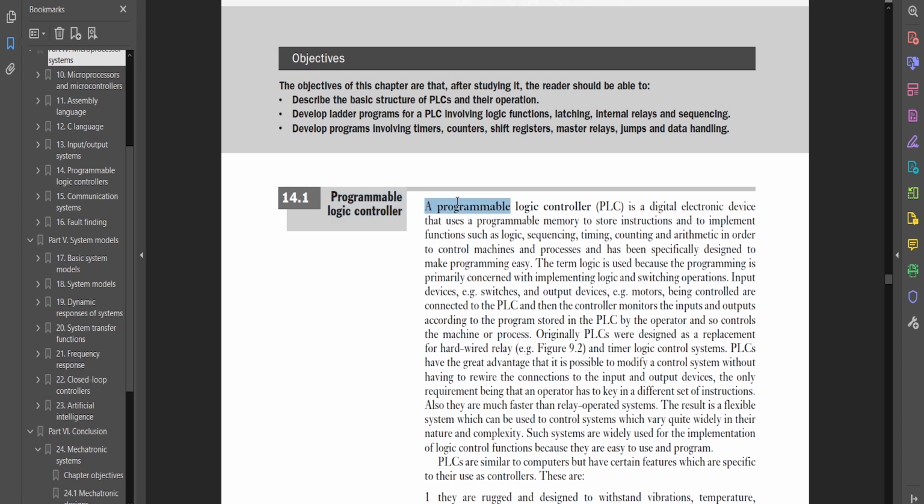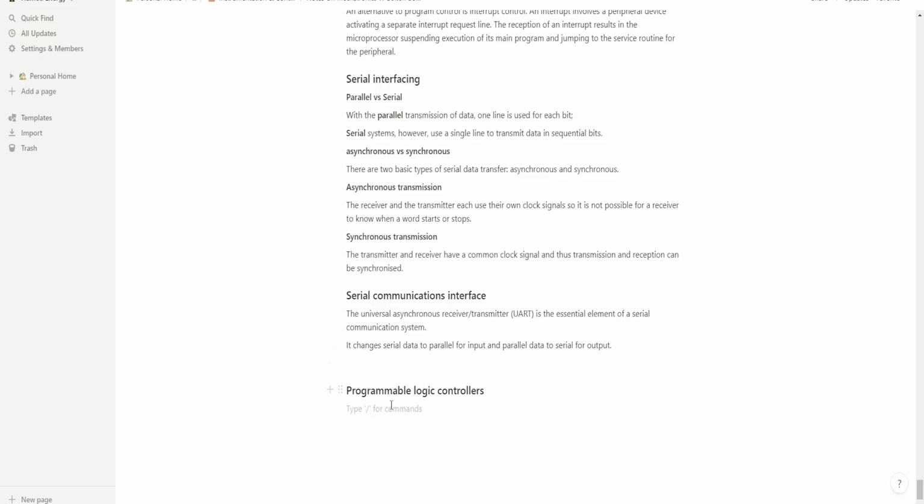The PLC is a digital electronic device that uses programmable memory to store instructions and to implement functions as logic, sequences, timing, counting, and arithmetic in order to control machines and processes, and has been specifically designed to make programming easy. Okay, that's the official definition we got there.